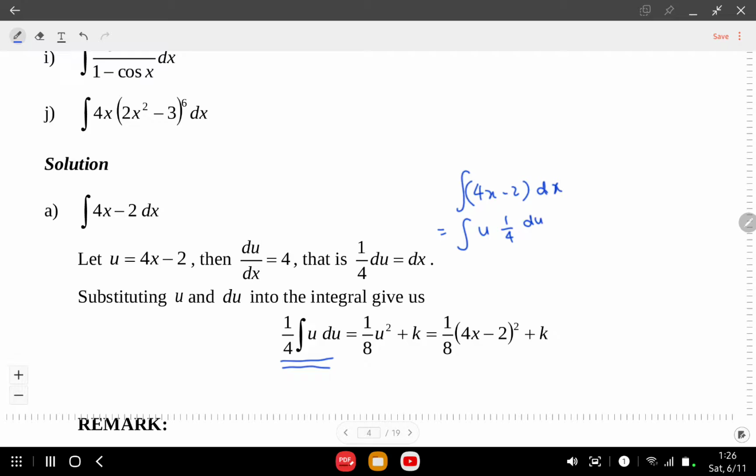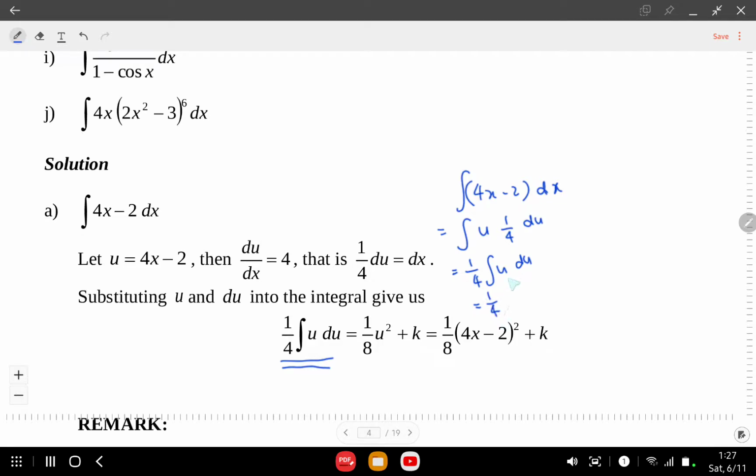So from here we'll get 1 over 4 integration of u du. So it means that we need to integrate this integral, because x is diminished. Okay, tak ada x lagi dekat dalam ni, semua in term of u. So we can proceed with the next step, which is kita boleh integrate. Okay, kita boleh mula integrate.